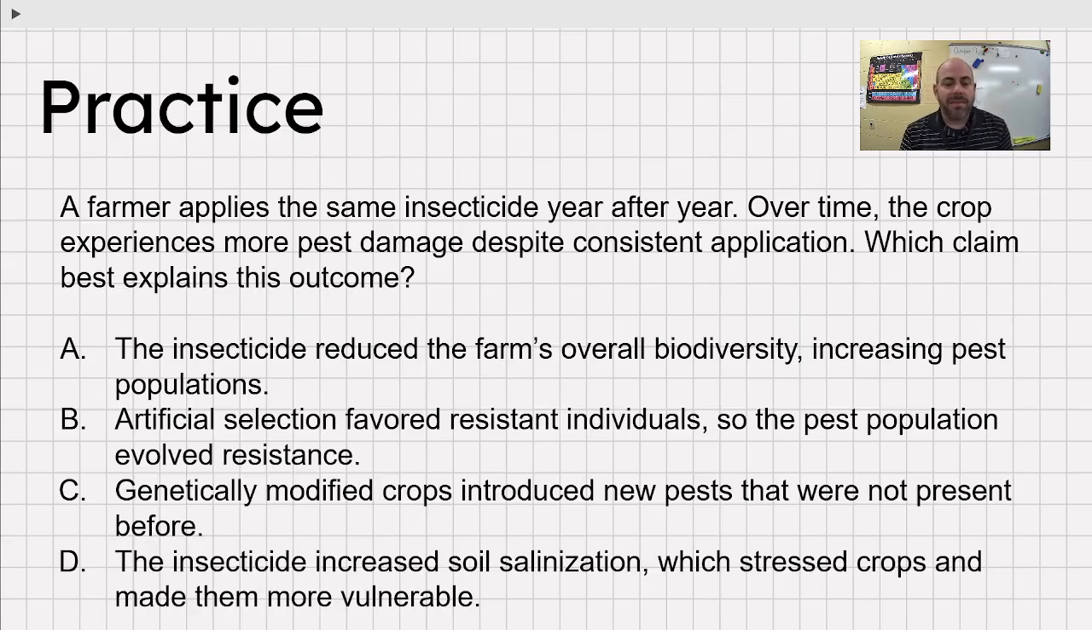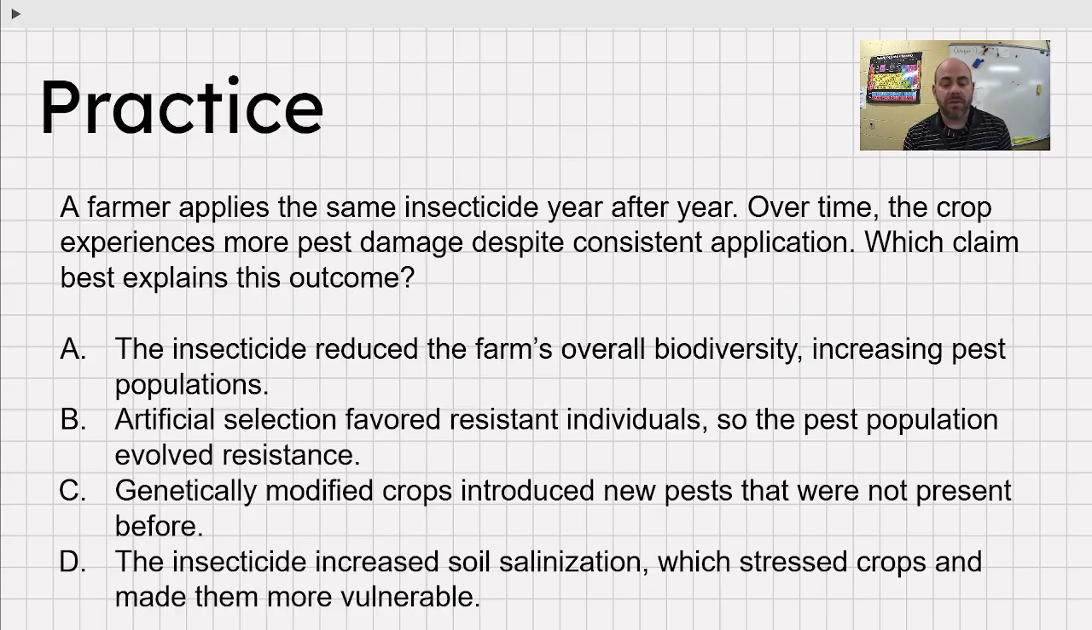Farmer applies the same insecticide year after year. Over time, the crop experiences more pest damage despite consistent application. Which claim best explains this outcome? Okay, before we go down to ABCD, we're going to talk about this. We'd expect this to happen, right, because of the development of mutations in the pests that are going to allow them to be resistant to the pesticides as well. Let's go find that ABCD.